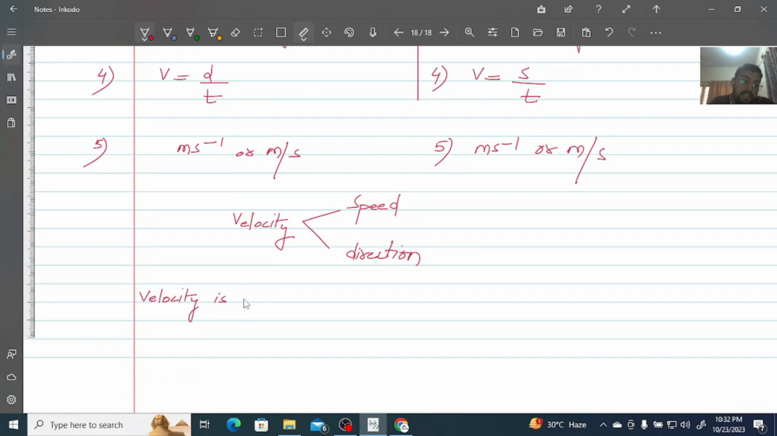Velocity is just speed in a particular direction. So that is what velocity is, and that is the only thing, that direction thing, that vector quantity, that differentiates between the speed and velocity. And it is very important to involve direction.